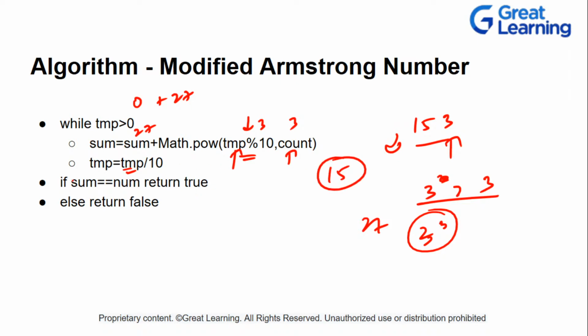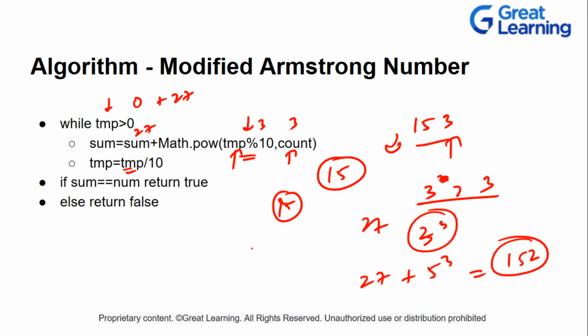Done. Then again you check if temp is greater than 0. It is obviously greater than 0. It is 15, right? Again you calculate the value. This time you will do 27 plus 5 raised to power 3, which is 152. You reduce your number to 1. Is 1 greater than 0? Yes, it is. You calculate the power, that is 1 raised to power 3, which is again 1. 152 plus 1 is 153.